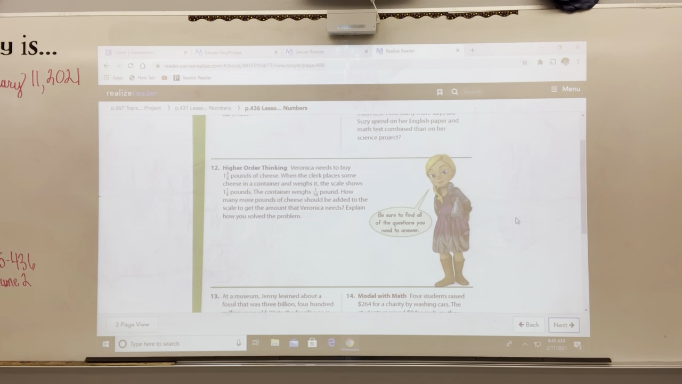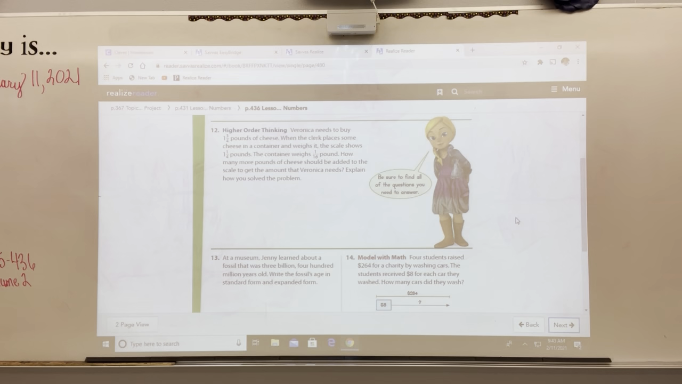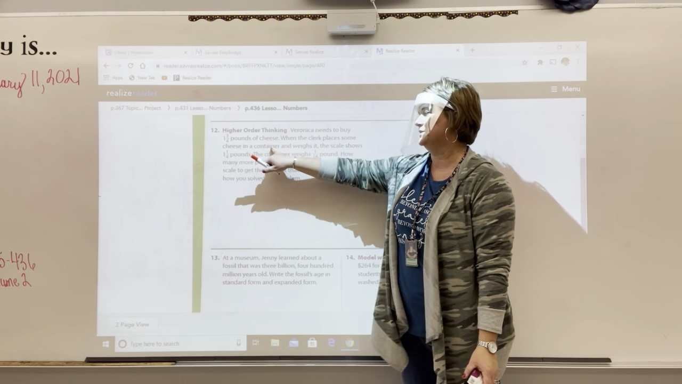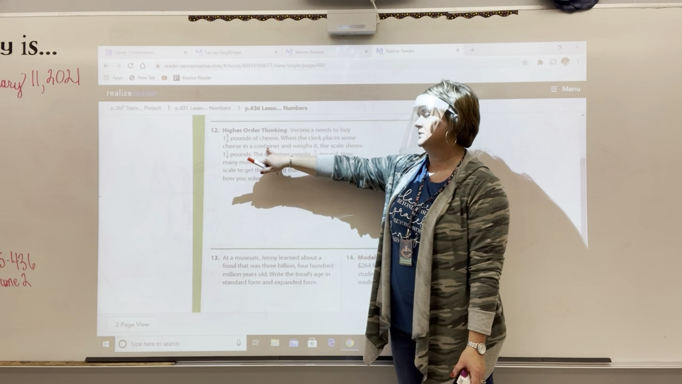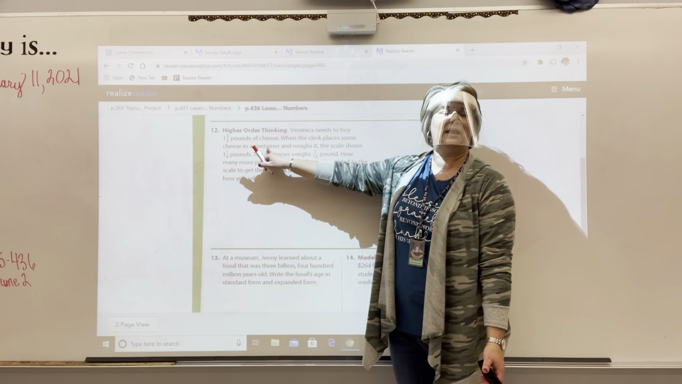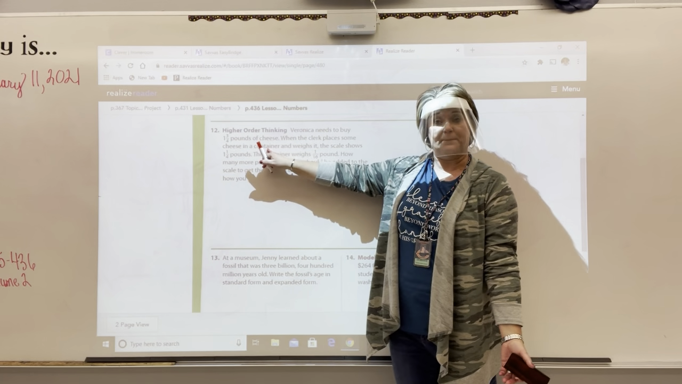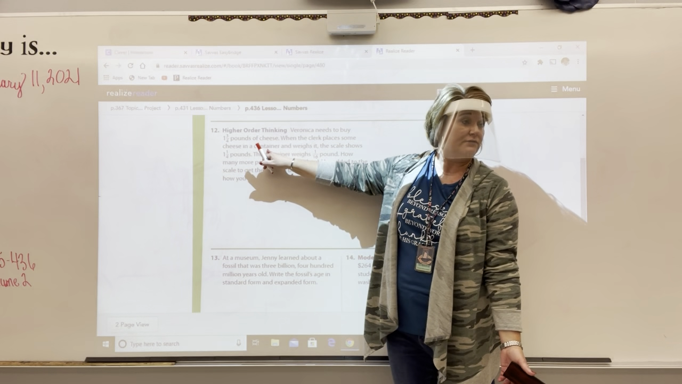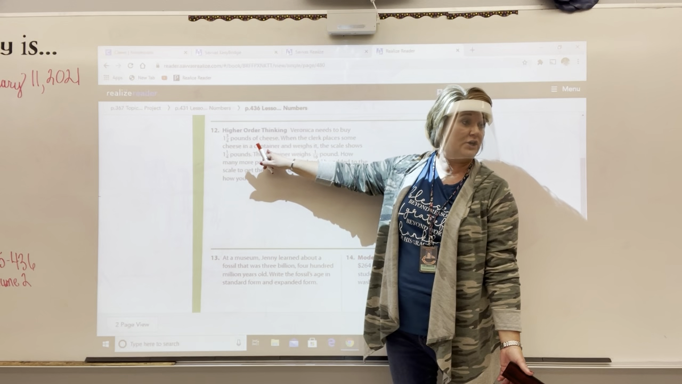Number 12. Veronica needs to buy 1 3/4 pounds of cheese. When the clerk places some cheese in a, what does this say? Right here. What does this say? I want you to think about like a Tupperware container. Do y'all know what we're talking about? Like when you would have a leftover and you would put something in the container, okay?